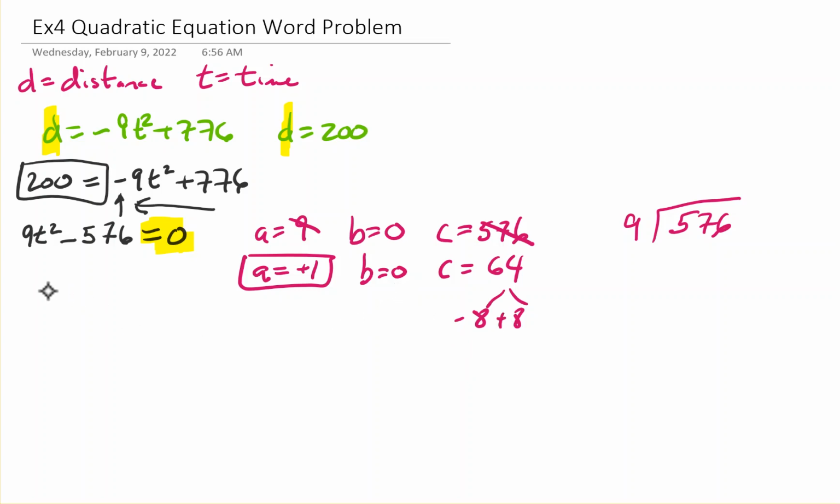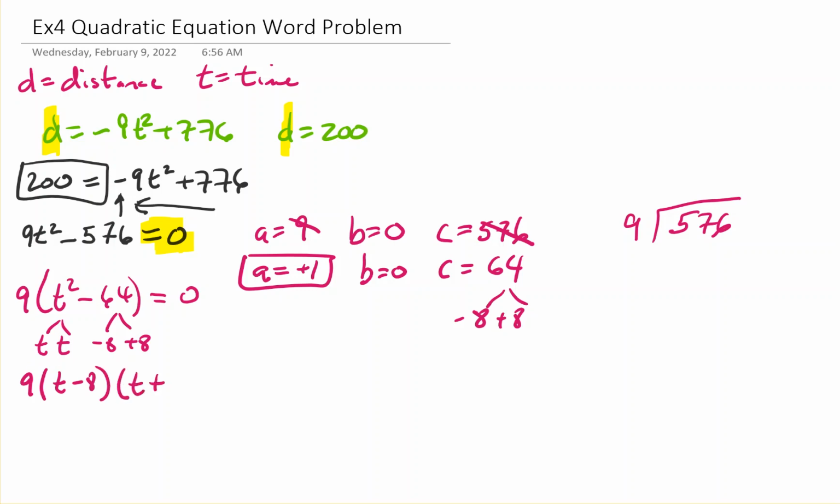So let's go over here and factor out that 9. And when we factor out the 9, we get 9 times t squared minus 64 equals 0. We now know 64 is negative 8 and positive 8. T squared is t and t. So now we are going to put everything together as factors. So 9 times t minus 8, t plus 8, all equals 0.